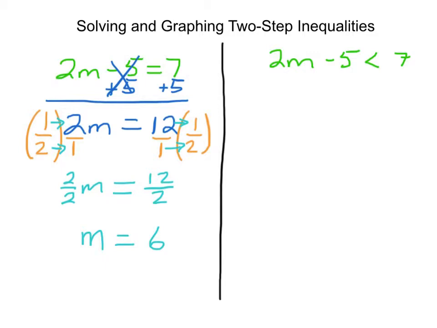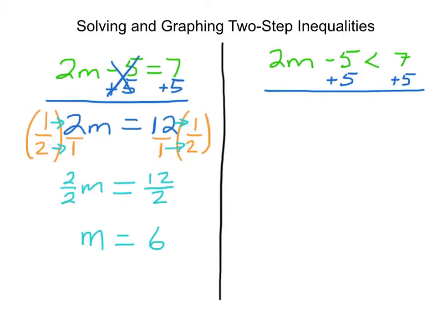As is often the case when we compare inequalities and equations and the methods of solving them, the steps are essentially identical to each other. Our first step with solving a two-step inequality is, just like with equations, we're going to use the additive inverse. We're going to add 5 to both sides so that we can eliminate the constant of negative 5.